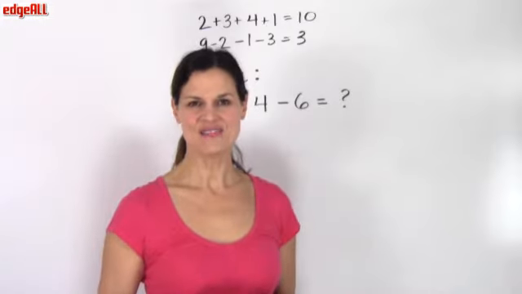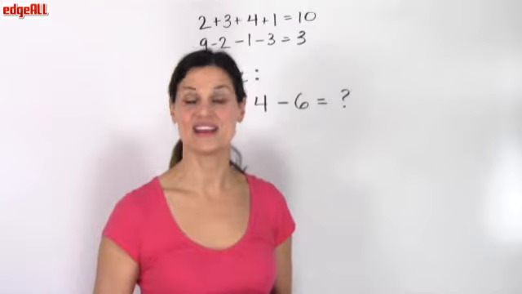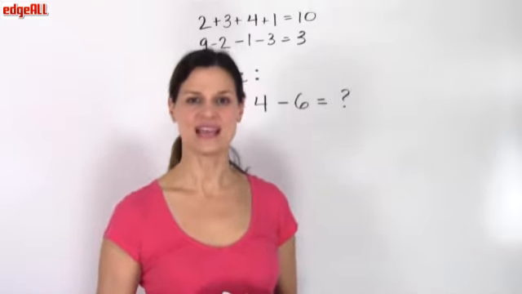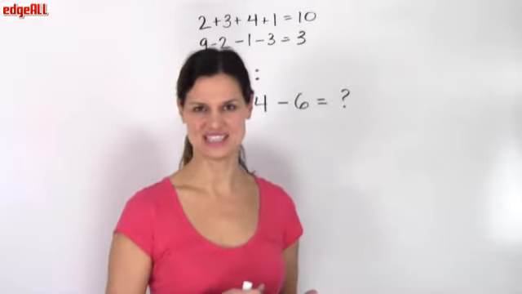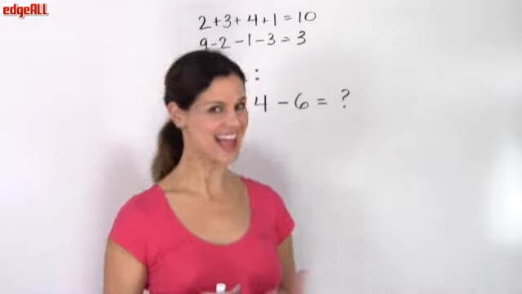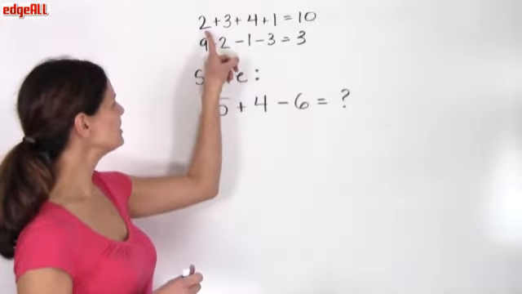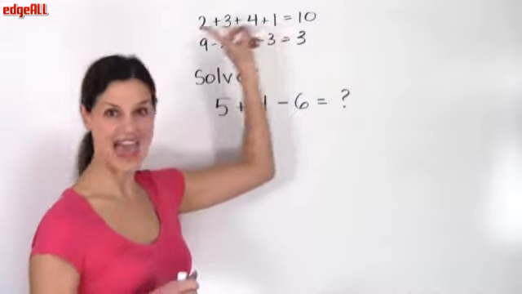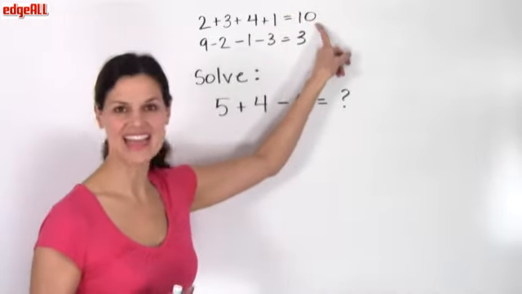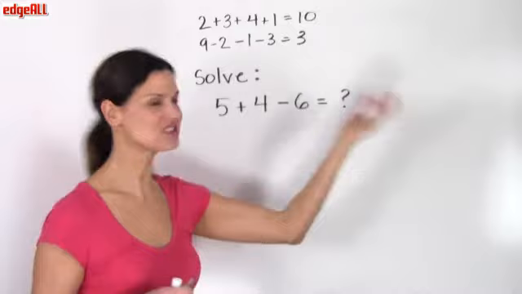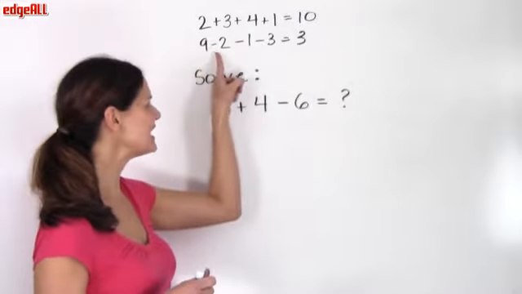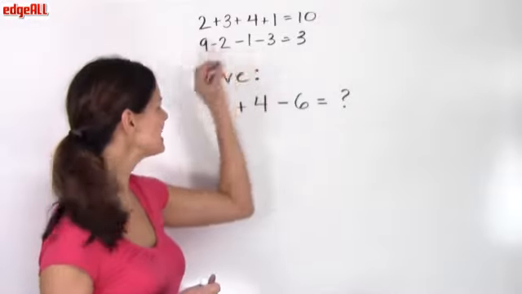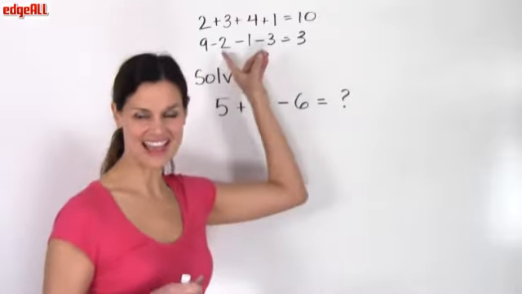So far, you have seen many examples of addition and subtraction. You've also seen many examples where multiple additions or subtractions are being done. So for example, 2 plus 3 plus 4 plus 1, we add those all up and we get 10. Or several subtractions in a row. 9 minus 2 minus 1 minus 3 equals 3. We keep taking away from the 9.